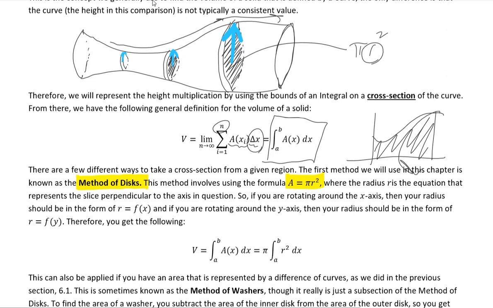Therefore, you get the following general equation for the method of disks. You get the volume from a to b of A of x dx, where a and b are the bounds of integration. And you can have A to be pi r squared, which pi is a constant, so you can pull it out in front of the integral, and you have pi times the integral from a to b of r squared dx.